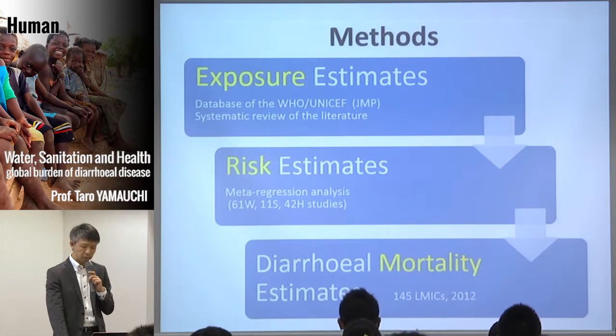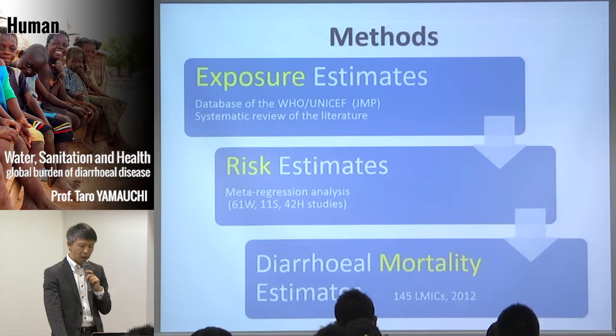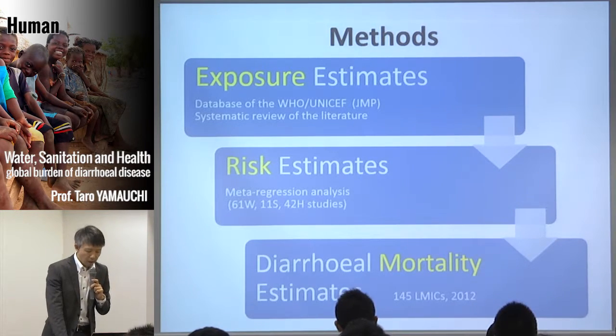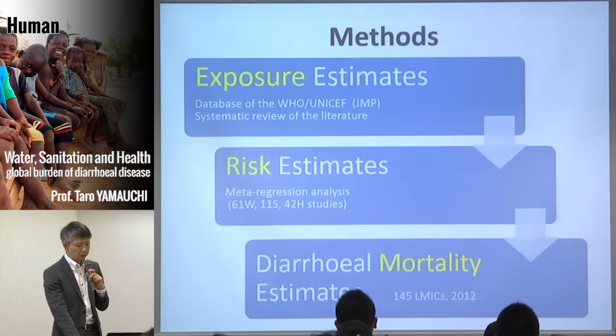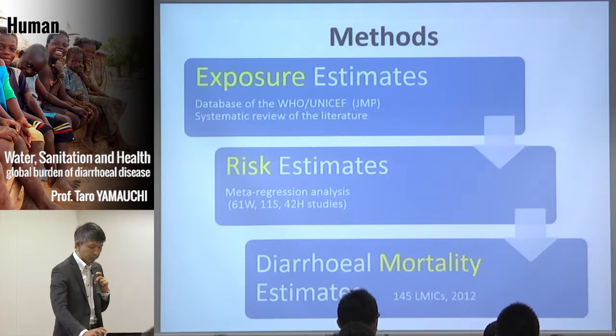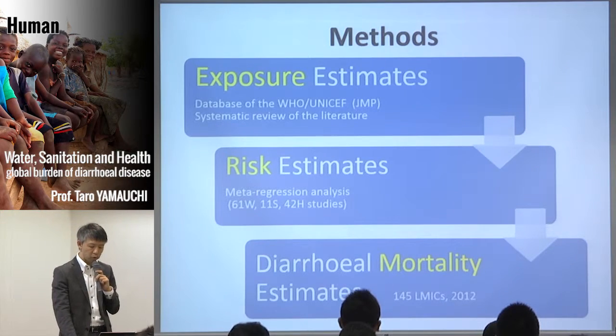Then the global burden of diarrheal disease from the 3 risk factors was estimated for 145 low and middle income countries for the year 2012, combined with key risk exposure and risk estimates corresponding to those exposures.